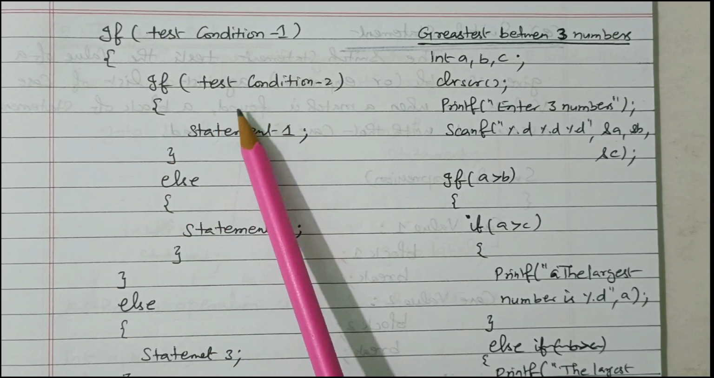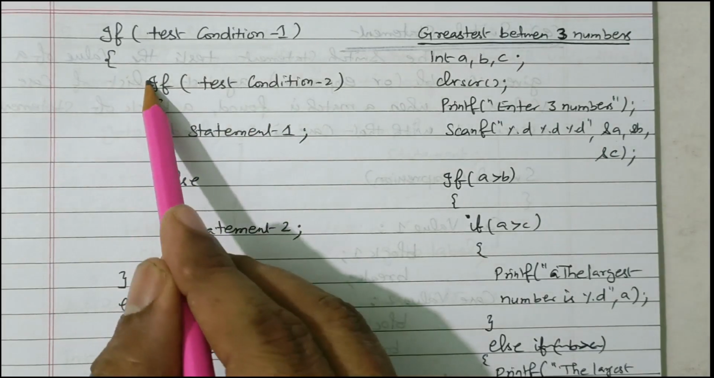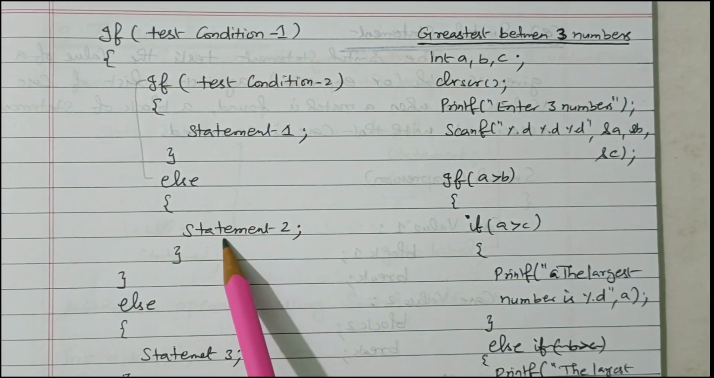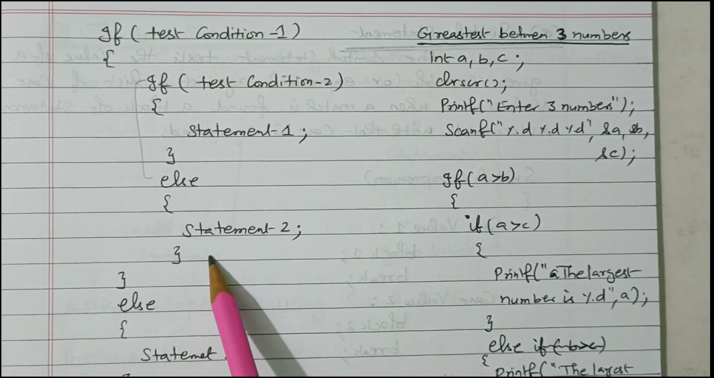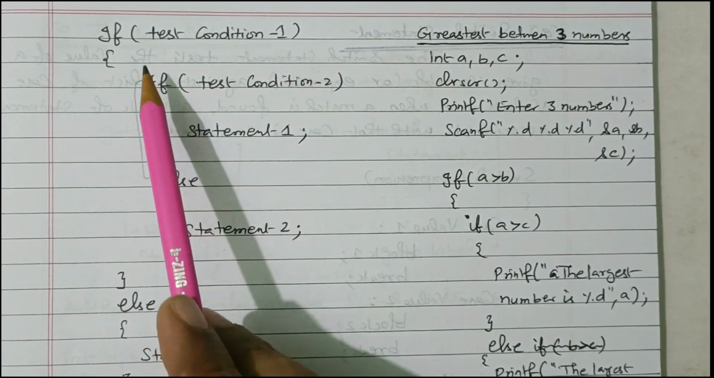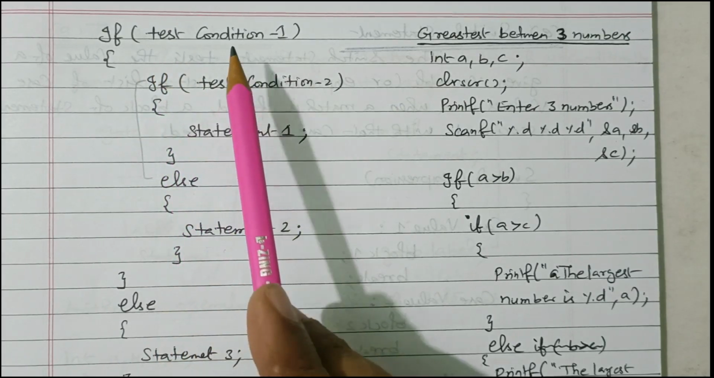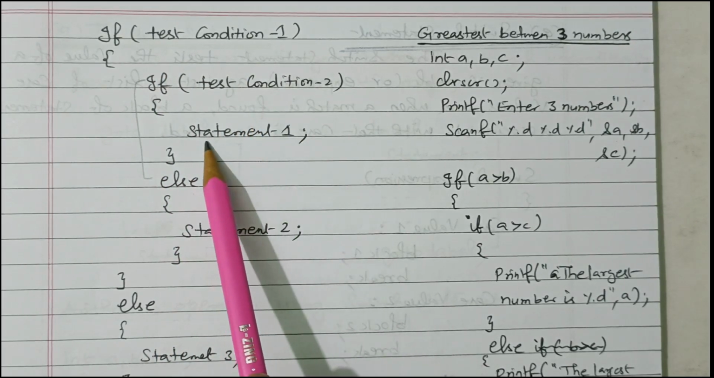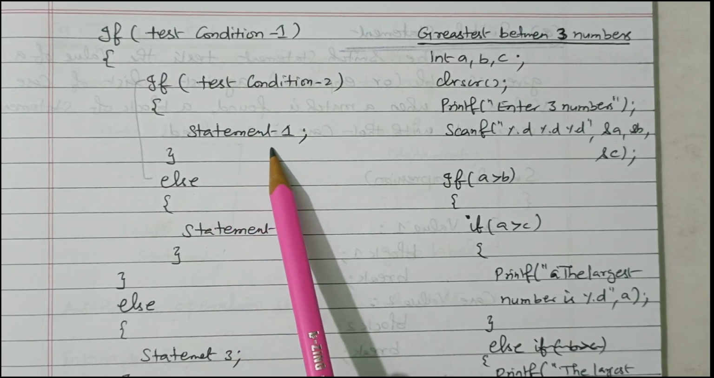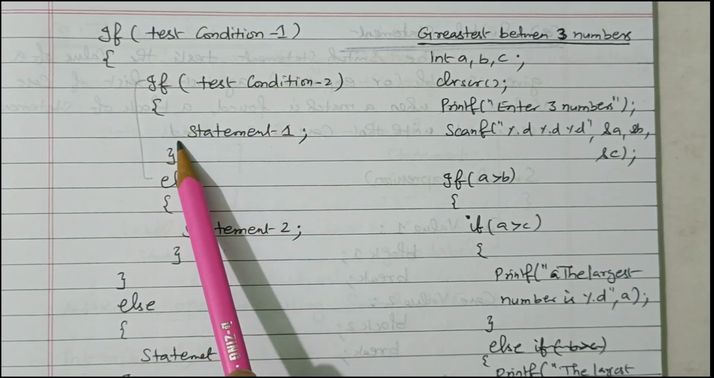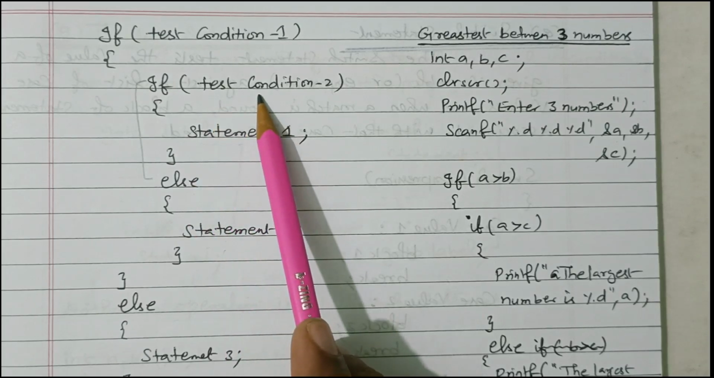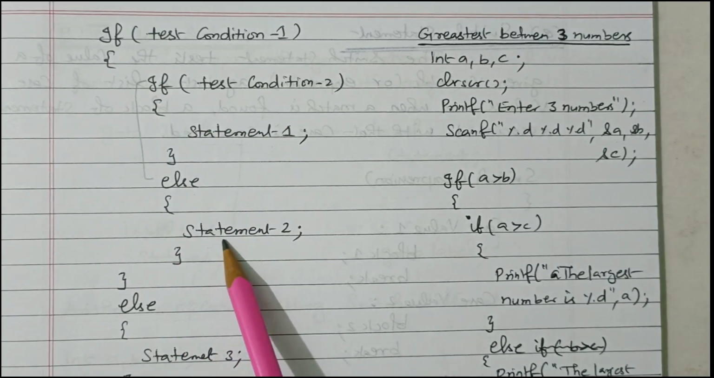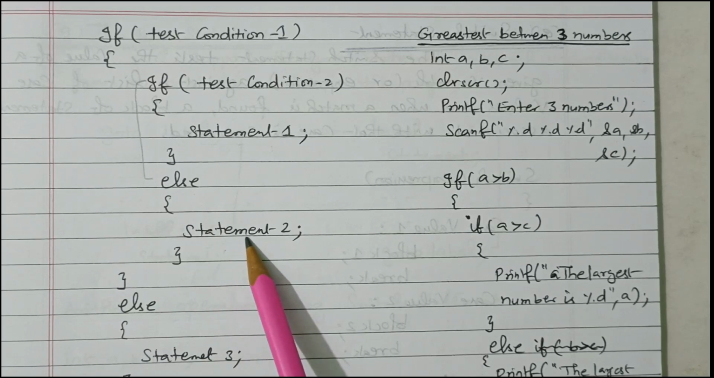Suppose this test condition 2 is false, then it will go to the else statement available immediately. Then statement 2, that is the set of statements available between the opening and closing braces, will be executed. So first we are verifying test condition 1. If it is true, it will go to test condition 2. If test condition 2 is also true, it will execute statement 1, that is the set of statements available in the braces. Suppose this test condition 2 is false, it will go to the else part. There another set of statements, let us consider statement 2, is available. Those statements will be executed.